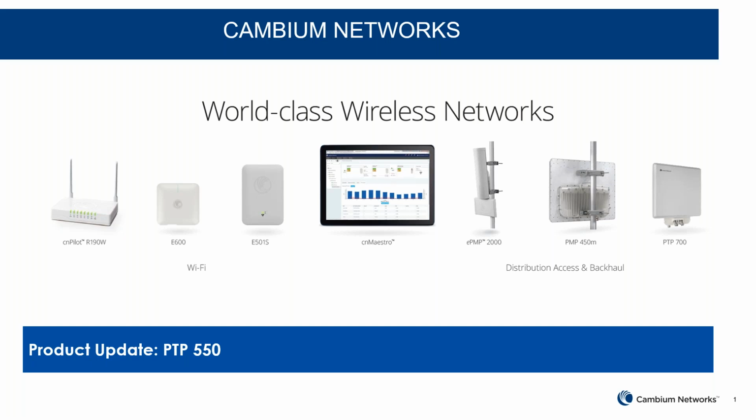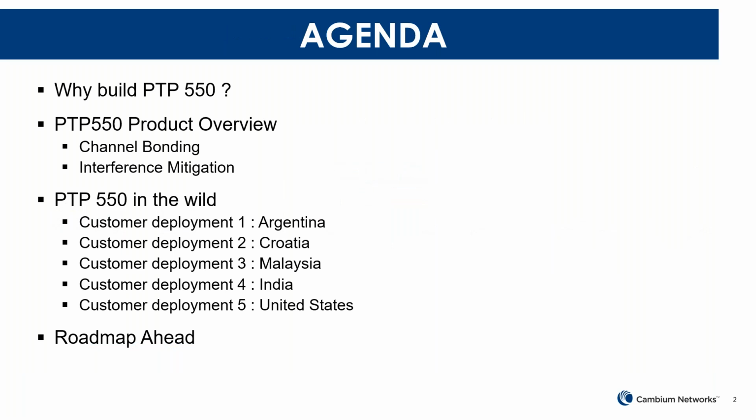So today is 550. We're going to cover a few things. The first one is why we built 550. What's the reason behind that? And then we're going to do a very quick overview of PTP 550 about the channel bounding and interference mitigation. Then we're going to share 5 use cases, where we deployed 550 in different countries with different scenarios, and then we will provide an update for the roadmap.